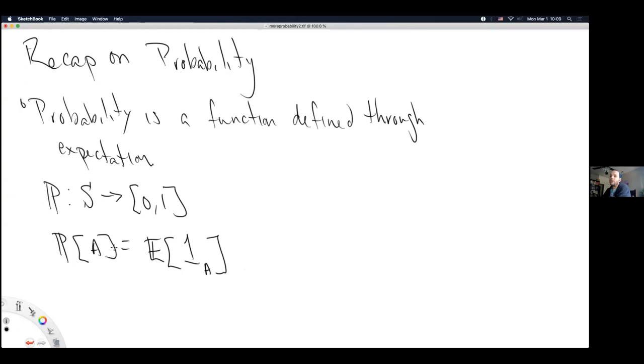Probability is a function that works on sets, like the set A, which I guess we should say is a subset or equal to the set S. And it's defined as an expectation over an indicator function of that set. I think it's best to see that as a picture. At least that's what works for me. So I'm hoping it works for you all.